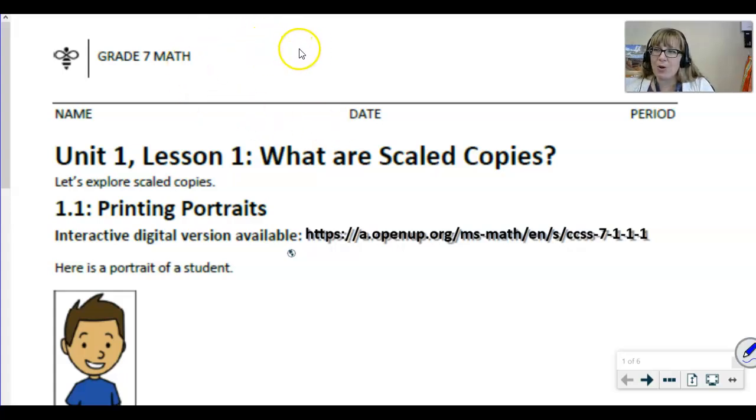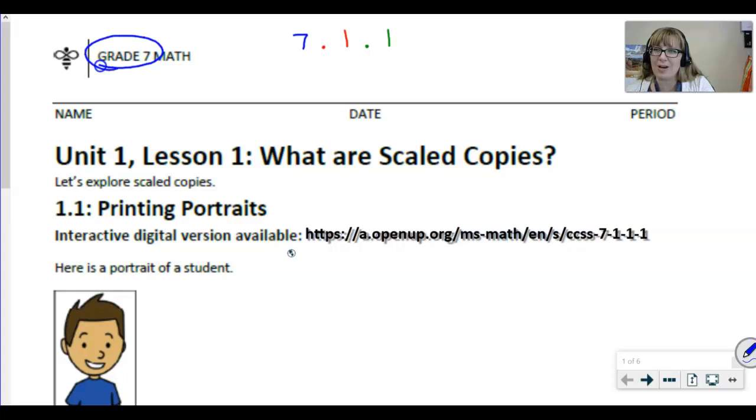The first thing that I want to point out is the naming structure that you're going to be seeing. In Canvas, in order to even see this video, you had to click on 7.1.1. Let me make sure that you understand what this means.